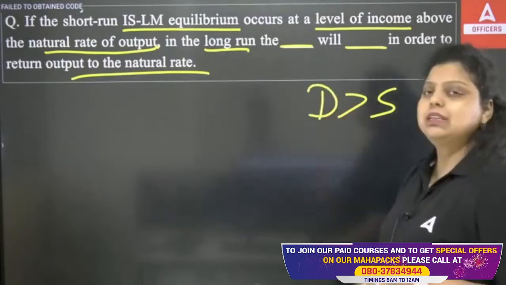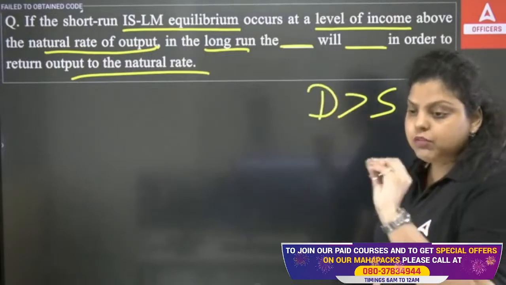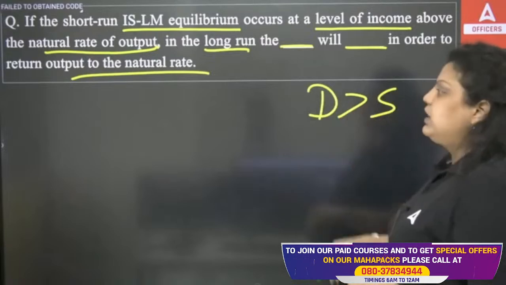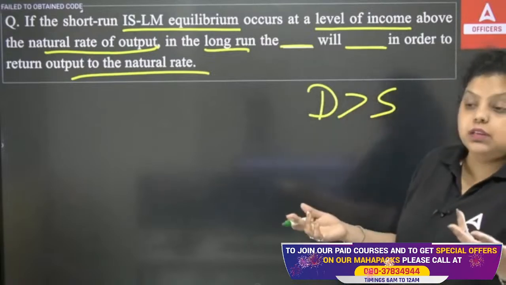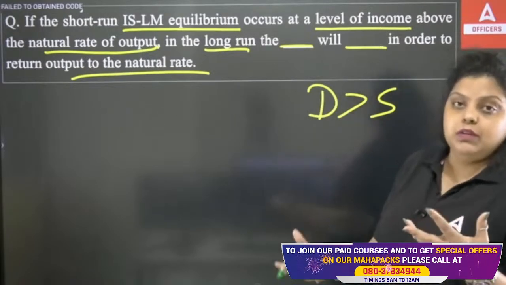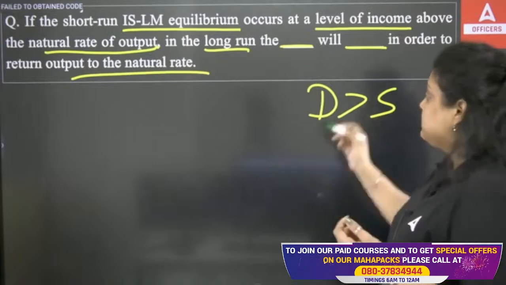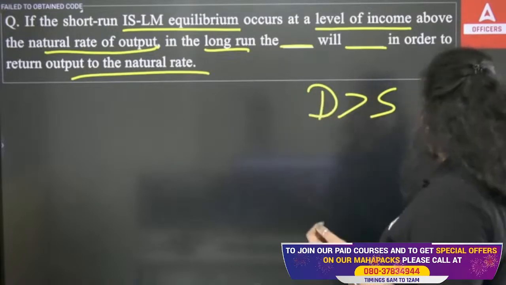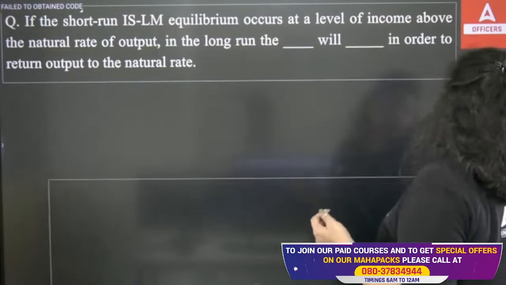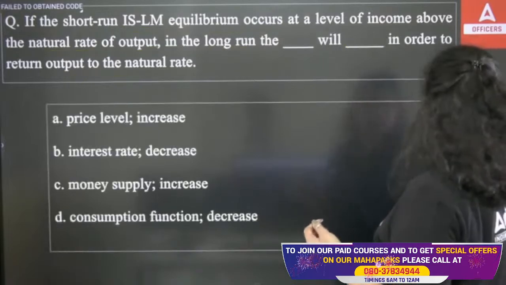It means demand is more than the supply, right? In simple language, we can understand that. In that situation, what happened? Prices will start increasing. People are demanding more goods. People will be asking for more goods, and the prices will increase. So to overcome this, what do you have to do in the long run?